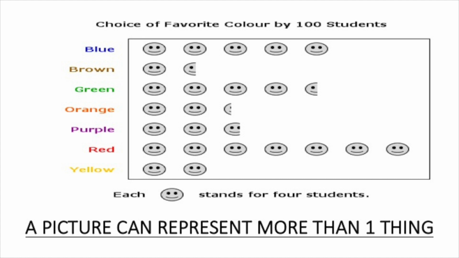How many have brown? 1.5 smiley faces. Now remember, one smiley face is 4 students. So 1.5, 6. 4 plus 2. How about green? It's 4 smiley faces and then a half. 4, 8, 12, 16, then half of 4, 18. Well done. 2 smiley faces and then a half.